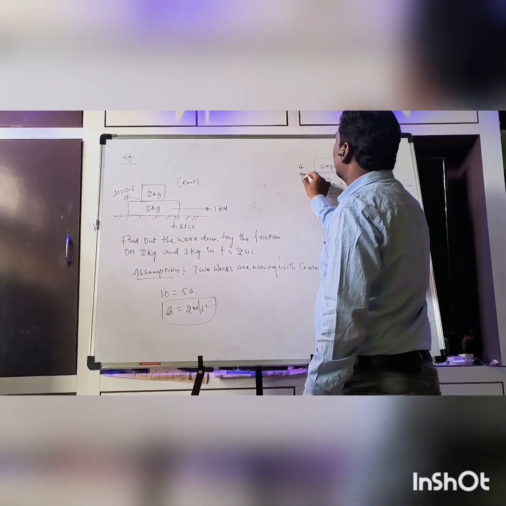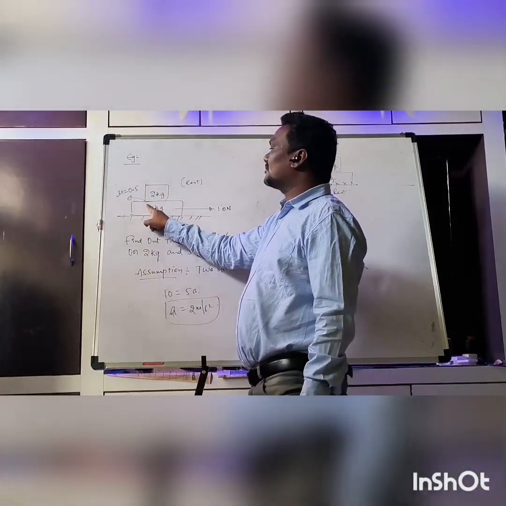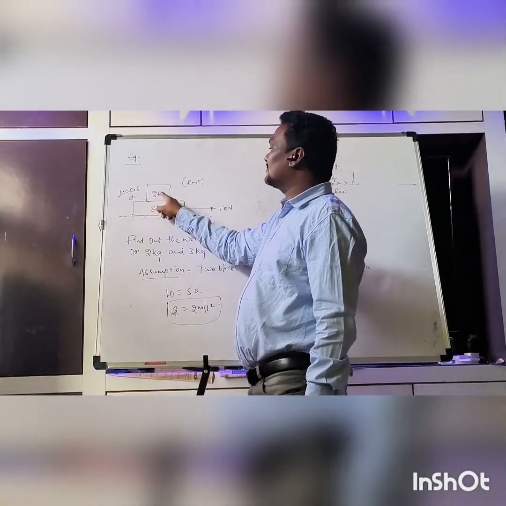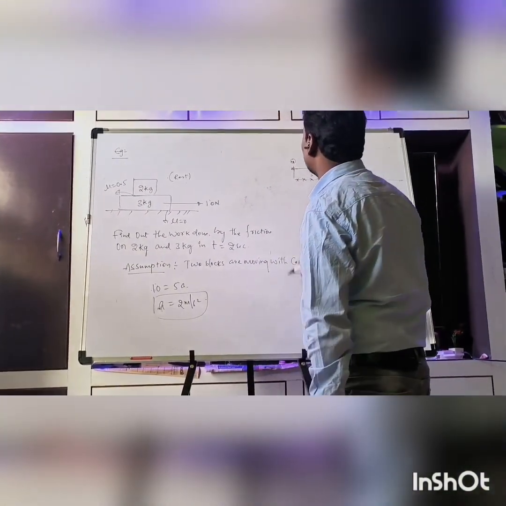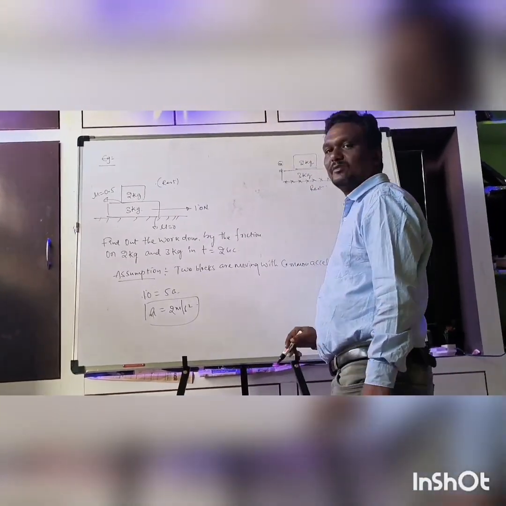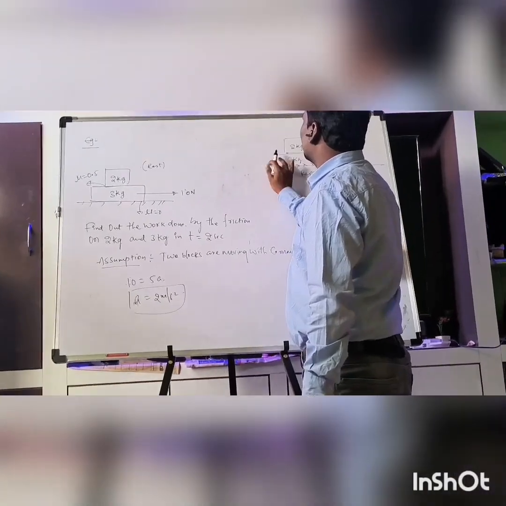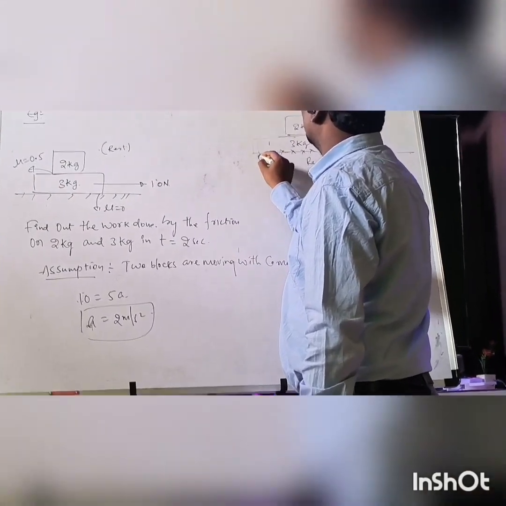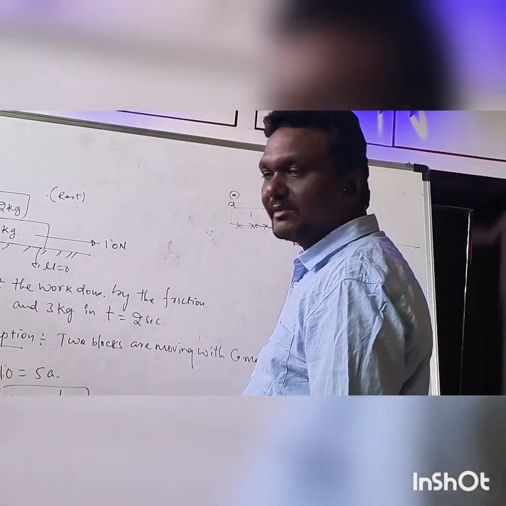Suppose this is my position. If 2 blocks are moving with the common acceleration, with respect to 3 kg, 2 kg will be in the state of rest. With respect to 2 kg, 3 kg will also be in the state of rest, relative to each other. So there is no relative slipping between 2 kg and 3 kg. So if there is no relative slipping, when I am observing this 2 kg block, it will be at rest.